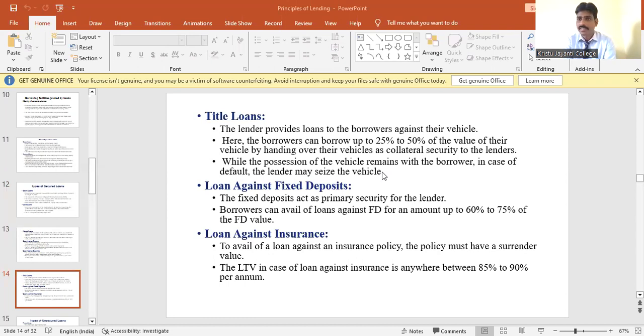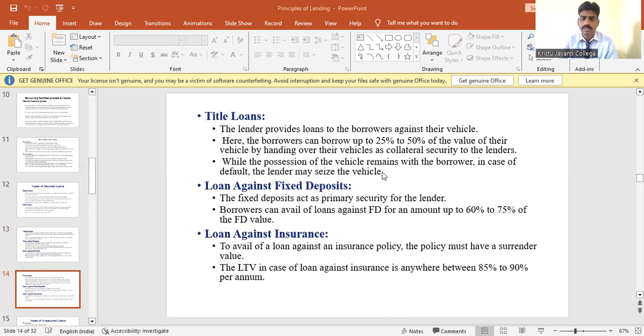Loan against fixed deposit: we can also use a fixed deposit as security and take a loan on the fixed deposit amount. Loan against insurance: we can use an insurance policy, but the condition is that the policy must have a surrender value. The LTV is 85% to 90%. For example, if the policy surrender value is 1 lakh, we can take a loan of up to 90,000.